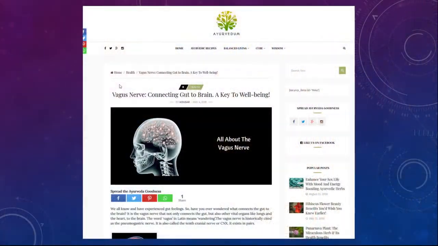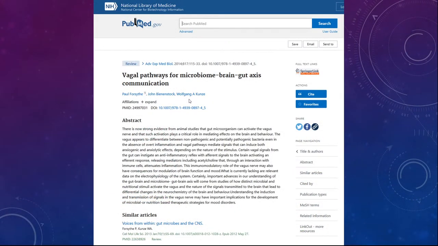And since the vagus nerve is part of the autonomic nervous system, as I showed before in a previous broadcast, the origin of the vagus nerve in the hypothalamus is hardwired directly into the limbic system and into the hippocampal zone, which is the emotional control centers, and that's how that relationship takes place. Vagal pathways for the microbiome, the brain-gut axis communication, that's what I'm just talking about.